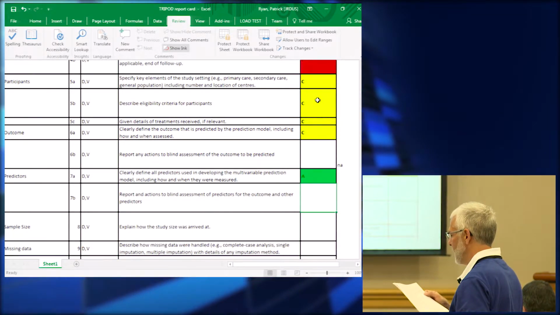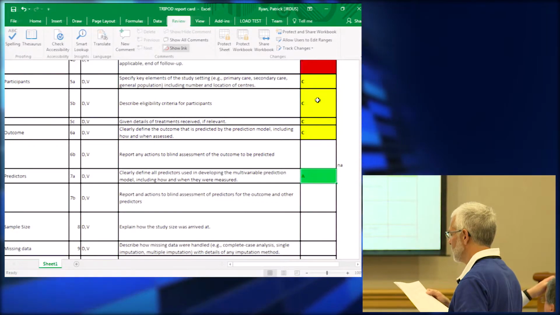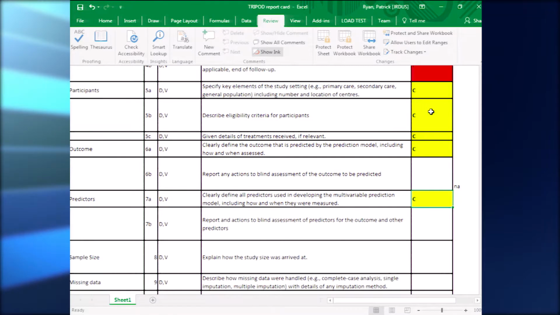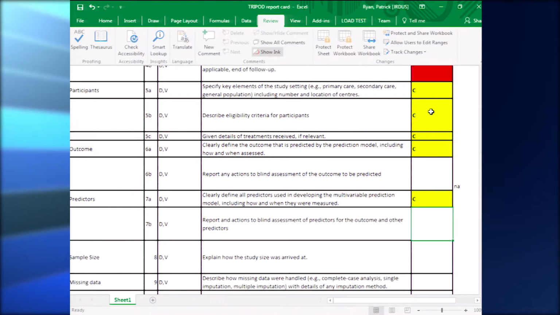7B. Oh, wait. What was the one we just gave an A to? 7A. That was too generous. I would actually probably say C. C. It told you what they were, but not necessarily well defined so that you could repeat it. Yeah. 7B, blinding assessment, outcome assessment. Did they do any blinding there? They talk about that? I didn't see that. Okay. They talk about missing data at all?